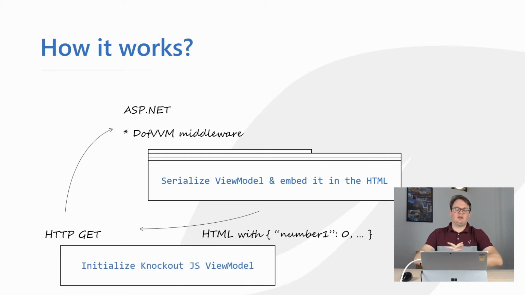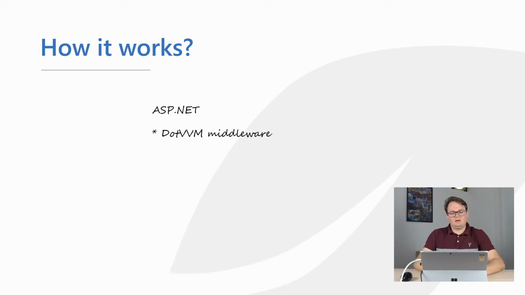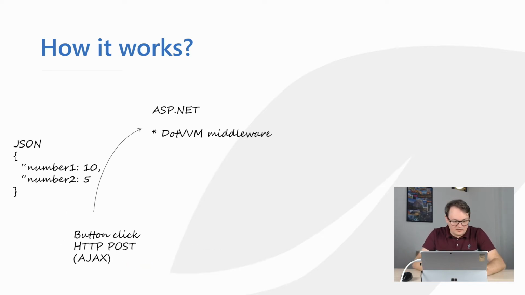And when the user clicks the button, it's a little bit complicated because we are not doing a classic HTTP post, we are doing an HTTP AJAX post. And basically we just take the view model and send it to the server. If the view model is small, it's just a few hundred bytes or something like that, because it's just the values of the properties.